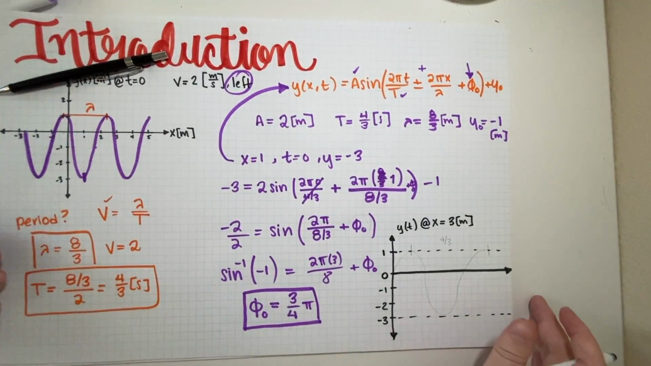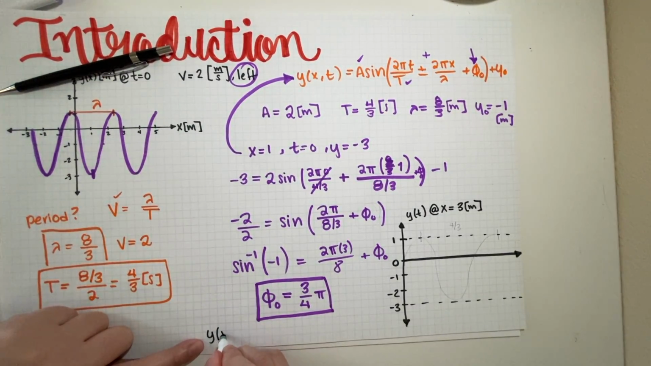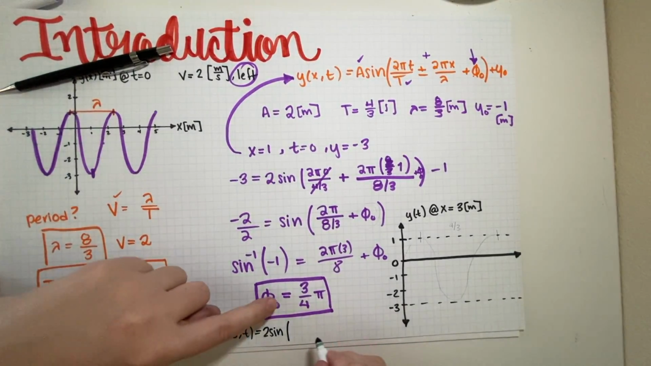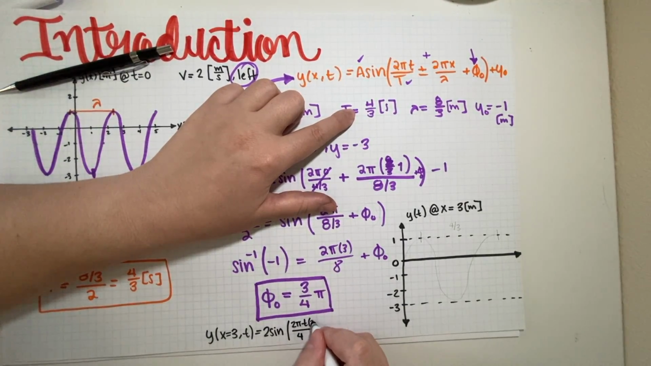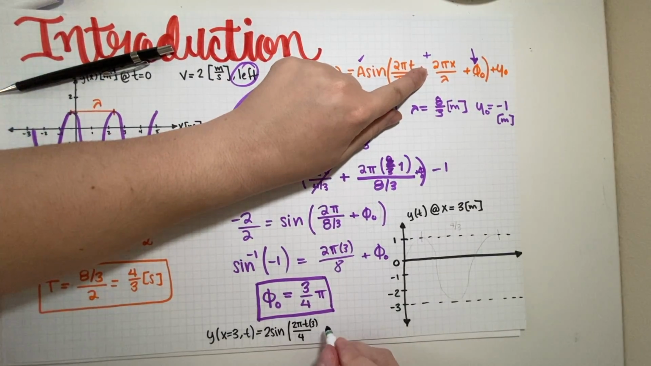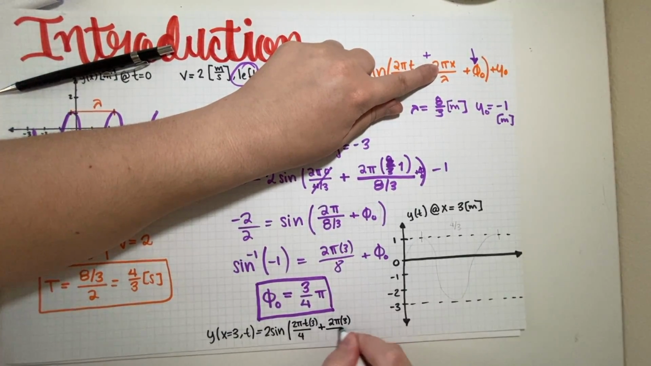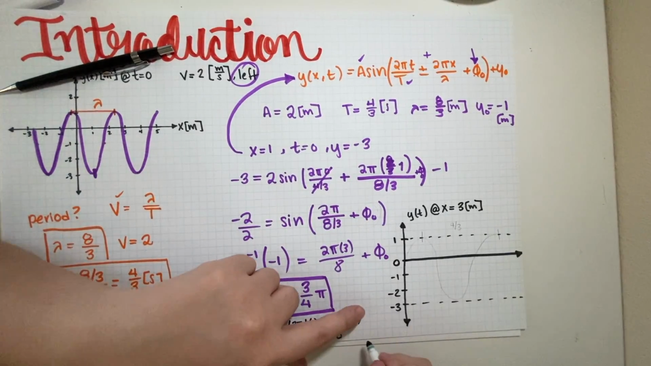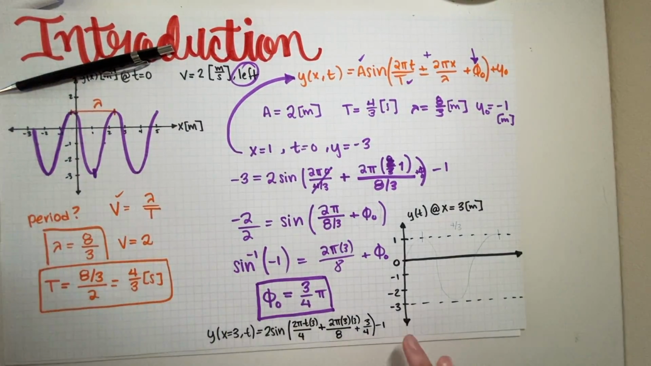So let's just substitute. If I substitute, y of x is equal to 3 times unfixed, so this is 2 sine of 2 pi t over 4/3, and then this is fixed, so this is plus 2 pi times 3 meters over our lambda, which is 8/3, plus what was this number, 3/4, and then minus 1. So this is actually what we have to plot.